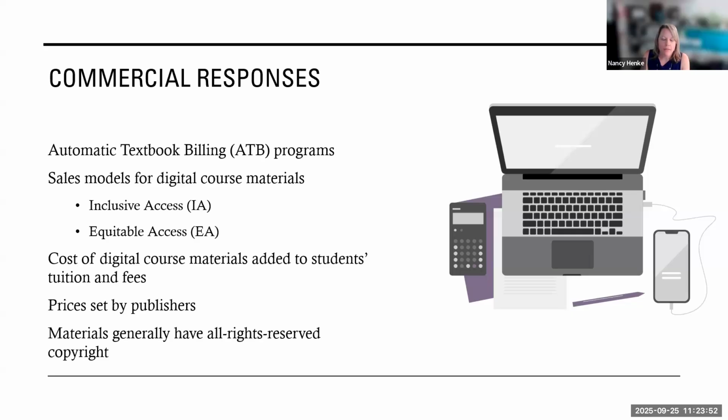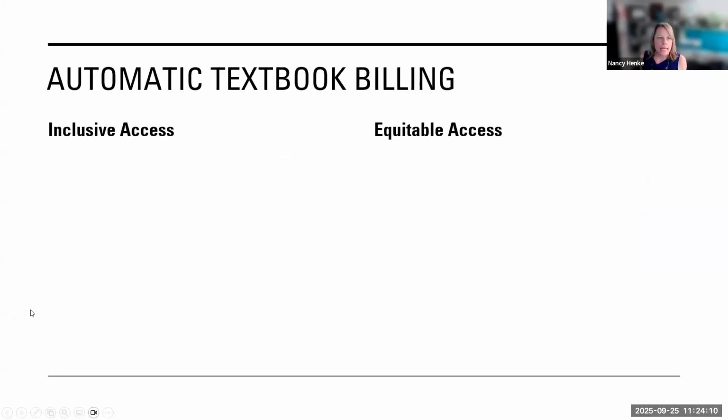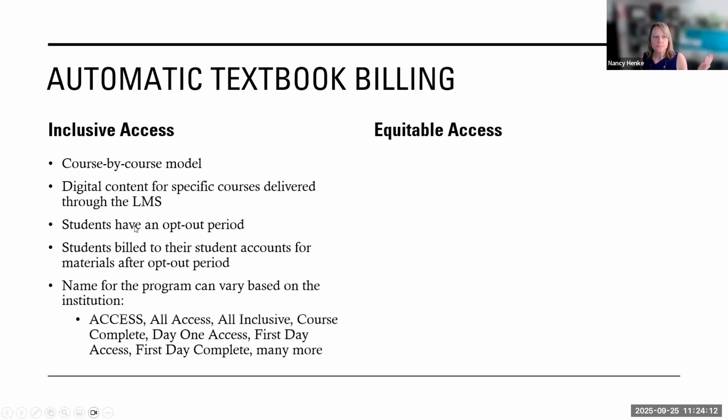I say generally because obviously I don't know every single textbook ever, but I'm going to go out on a limb and say probably all of them have all rights reserved copyright, right? Because they're traditional textbooks, they're digital textbooks, but they're traditional textbooks in the sense created by a traditional publishing company, sold to institutions.